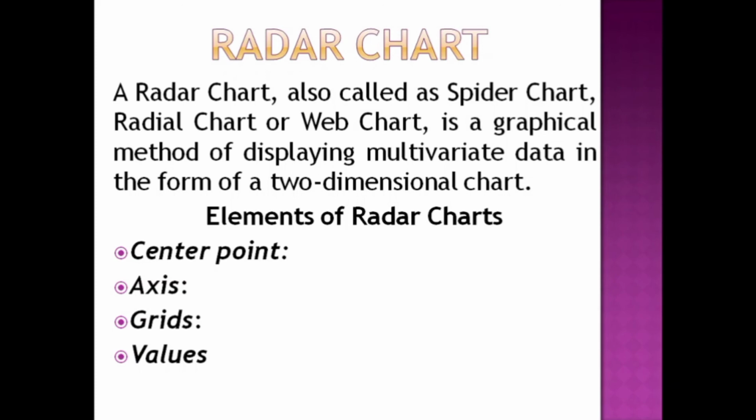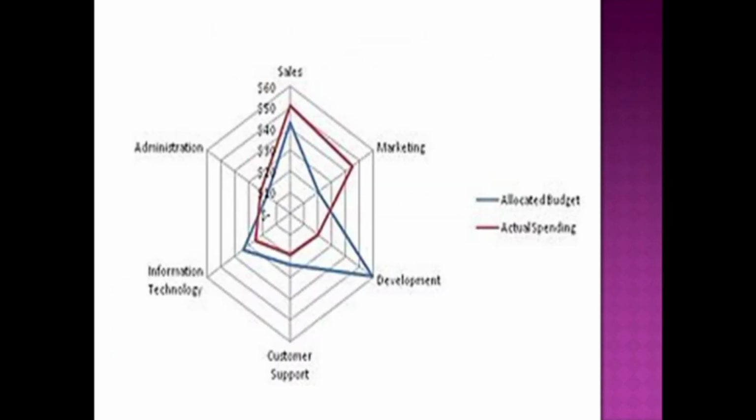Elements of radar charts are the center point, which represents the main focus point of the chart, the axes, the grids that are used to make the chart, and the values that can be plotted over the chart. Here you have seen this is the center, and these are the axes. After that, these are the numeric or data values. These are the grid lines, okay?